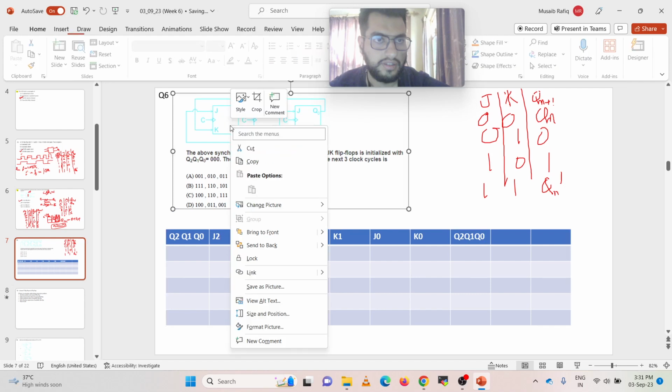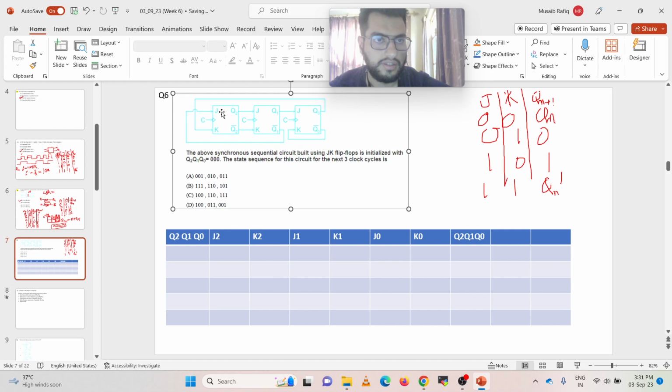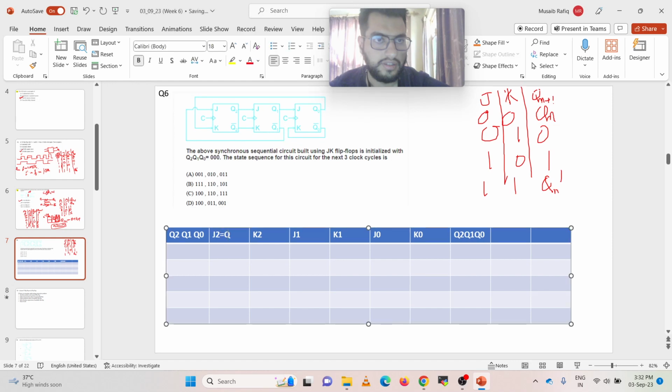So this J2, this input J, is connected to where? Is connected to Q0, right? No. This J2 is connected to Q1 bar. See from here, Q1 bar. So here I will write J2 is equal to Q1 bar.